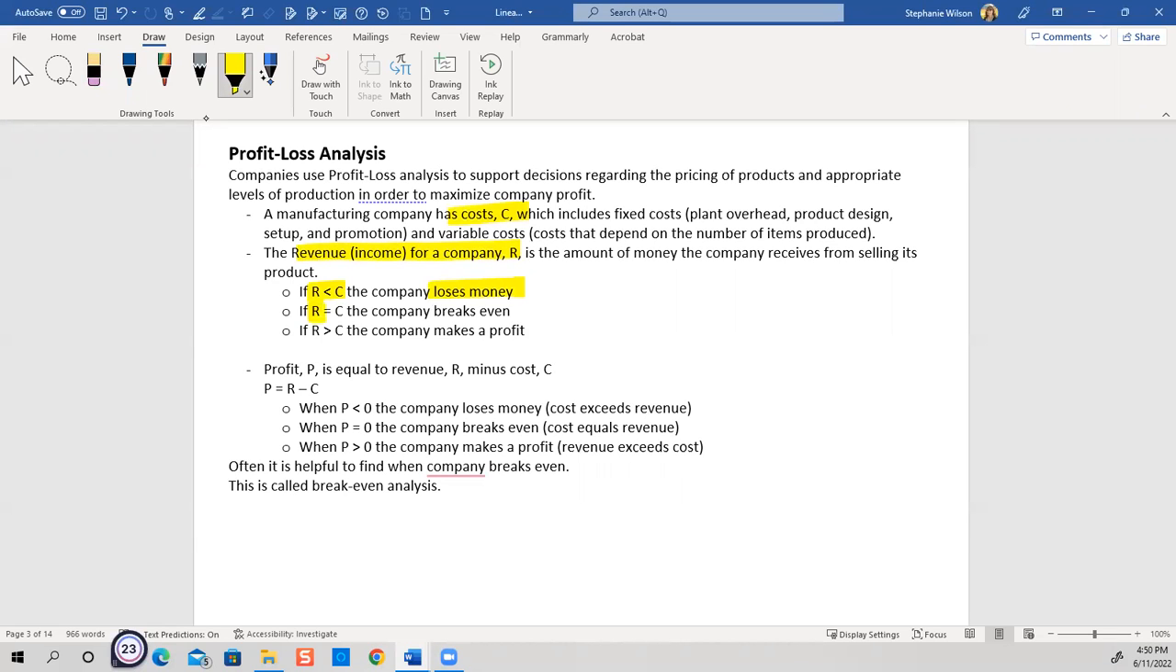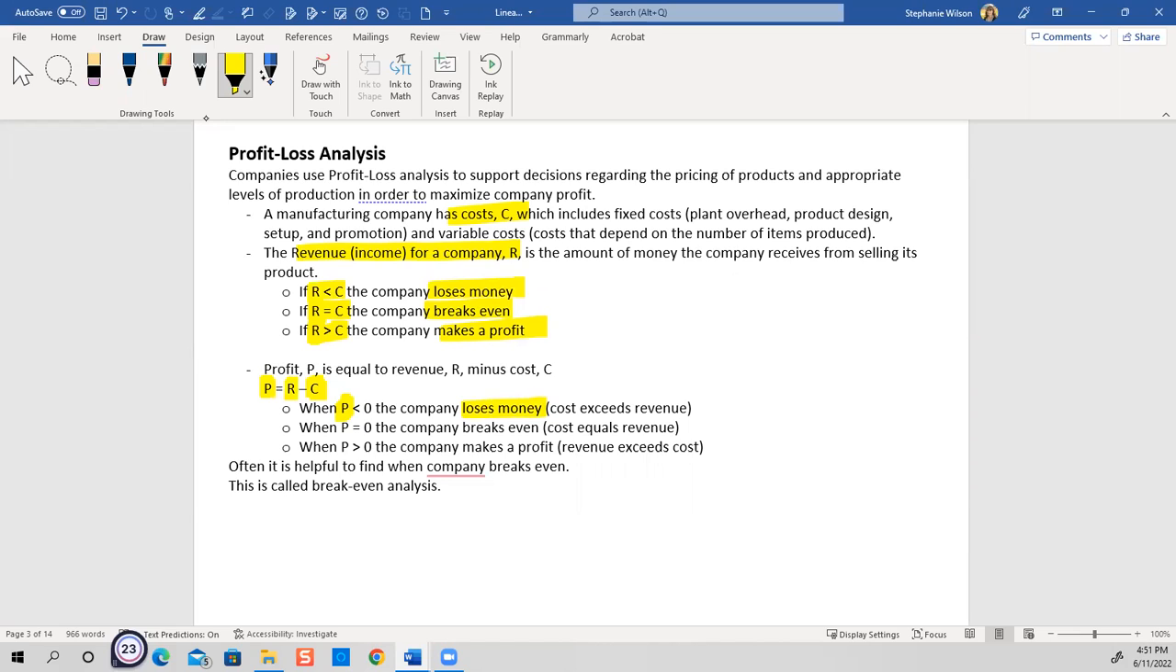If the revenue, or what's coming in, the income, is equal to the money we spent, then we have a break even. If the revenue is greater than the amount of money we spent for costs, then we have a profit. So our profit is recognized as capital P and is set equal to my revenue minus my costs. If my income minus my costs gives me a negative value, that means it's less than zero, then that means we got a loss.